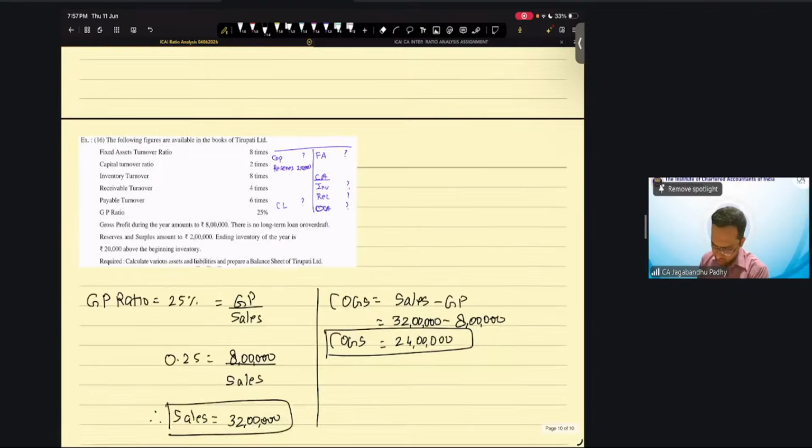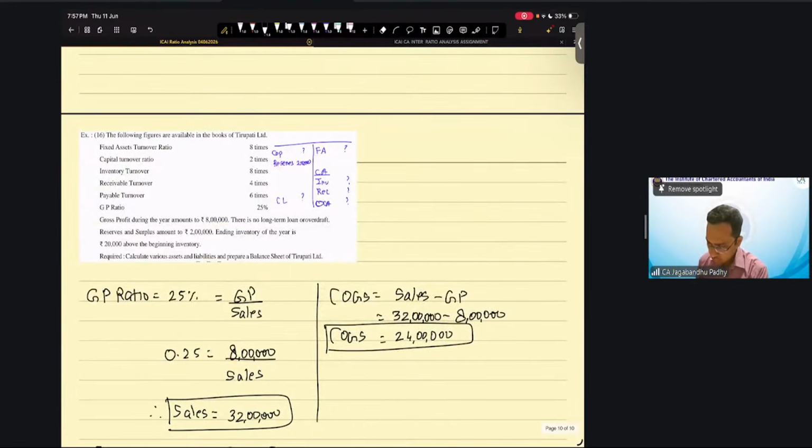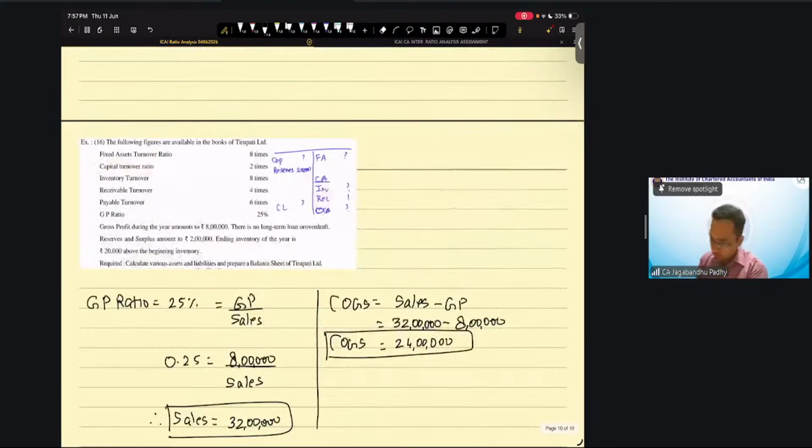We have reserves and surplus as 2 lakh. So definitely the equity share capital is going to be how much? 16 lakh minus 2 lakh, which is 14 lakhs. Got it? Share capital is what? 14 lakh, everyone? Did we get it? Share capital 14 lakhs. Perfect. So we've got the share capital and reserves.